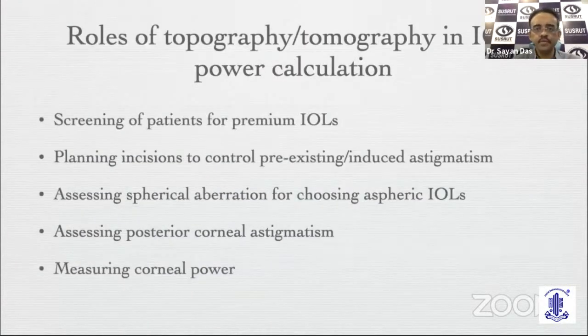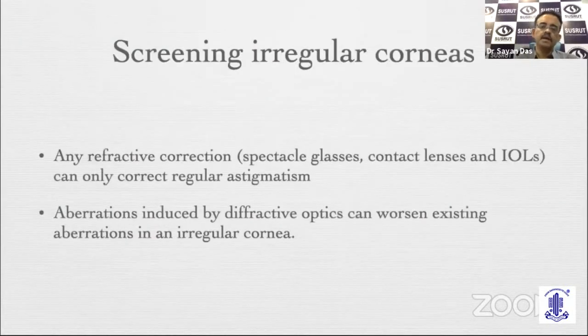So what are the roles of topography and tomography in IOL power calculation? The most important is probably screening of patients for premium lifestyle IOLs. We can plan incisions to control pre-existing or induced astigmatisms. We can assess spherical aberration for choosing aspheric IOLs. We can assess posterior corneal astigmatism, and we can also measure corneal power under certain difficult conditions.